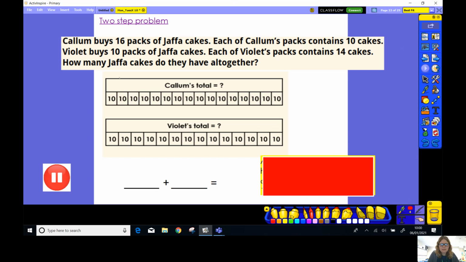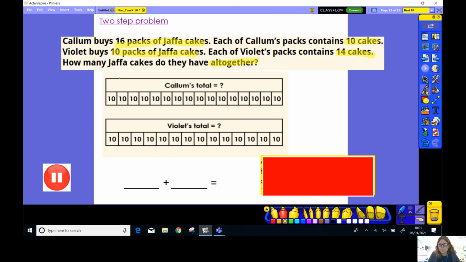So I'm going to highlight my key things that I want to think about here. We've got 16 packs of Jaffa cakes with 10 cakes in them. And then we've got 10 packs of Jaffa cakes with 14 in it. And then we have this special word here, don't we? How much they have all together. Now, when I look at that, I know what kind of question it's going to be. I know we're going to need to work out the 10 times 16 and the 10 times 14, and then I'm going to have to add those 2 totals together, because when I see the word altogether, I know it's an addition problem. So let's have a look.